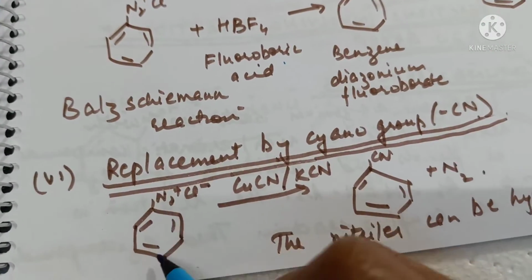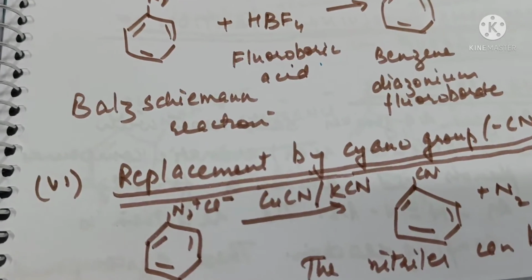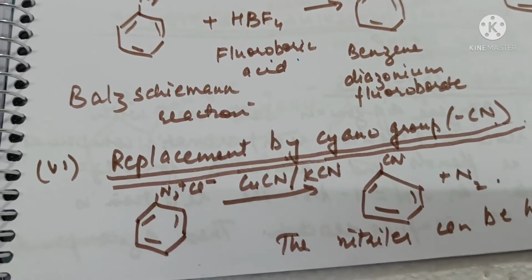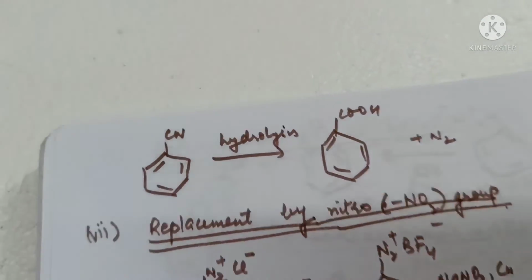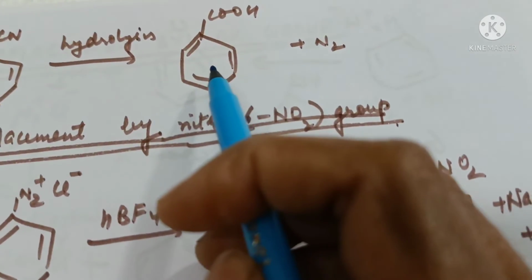If we react benzene diazonium chloride with copper cyanide and potassium cyanide, we get cyanobenzene and nitrogen. These can be hydrolyzed into respective carboxylic acids. So on hydrolysis, cyanobenzene will give benzoic acid.